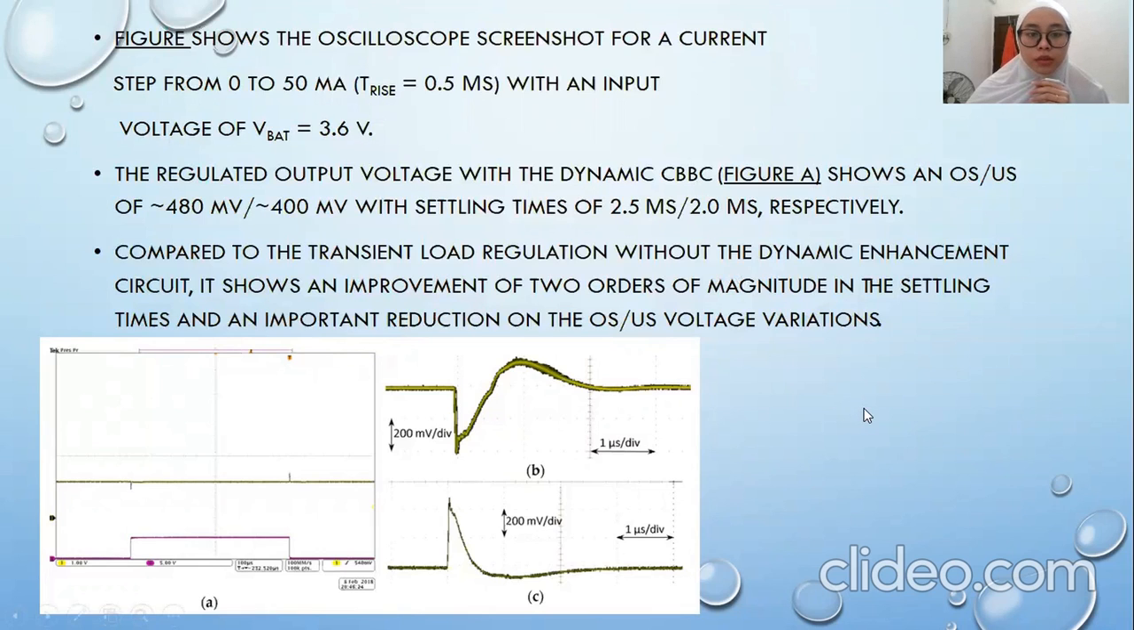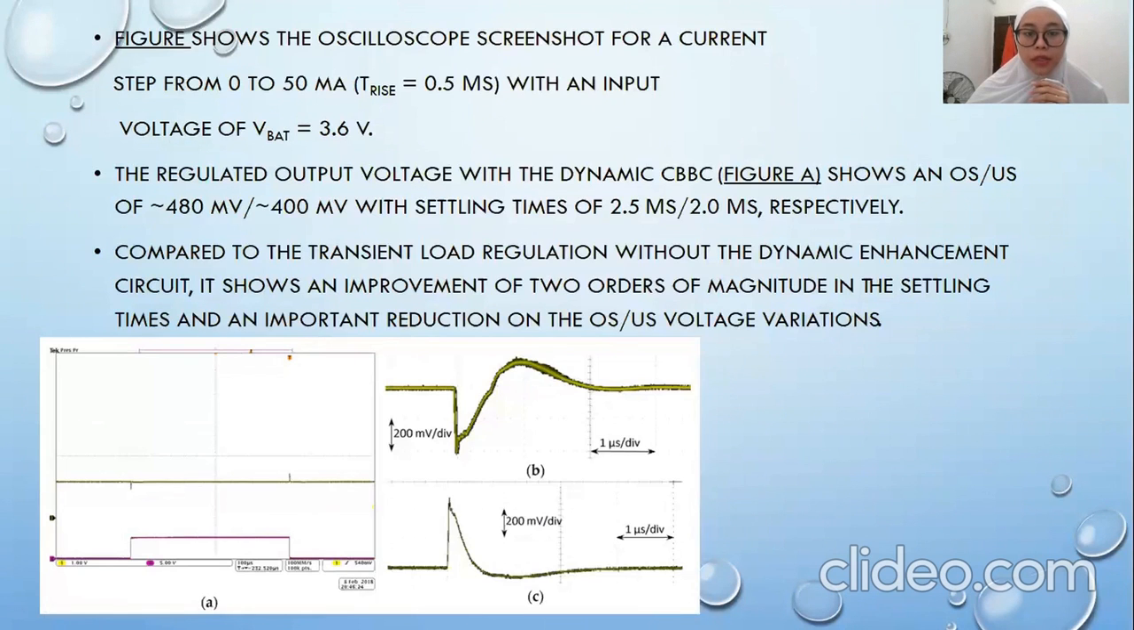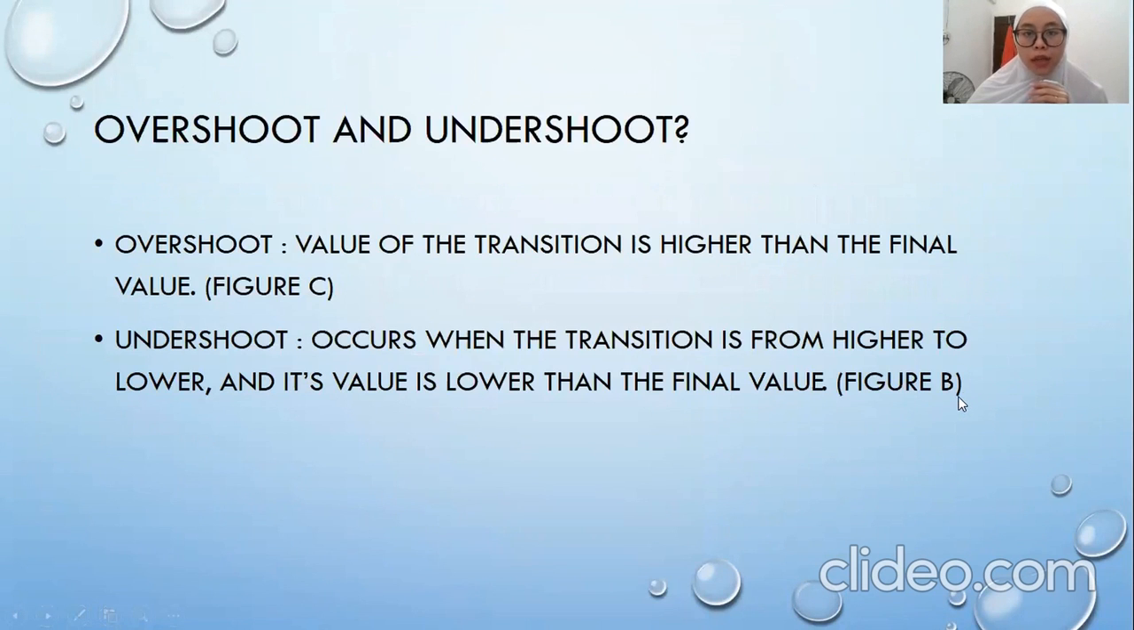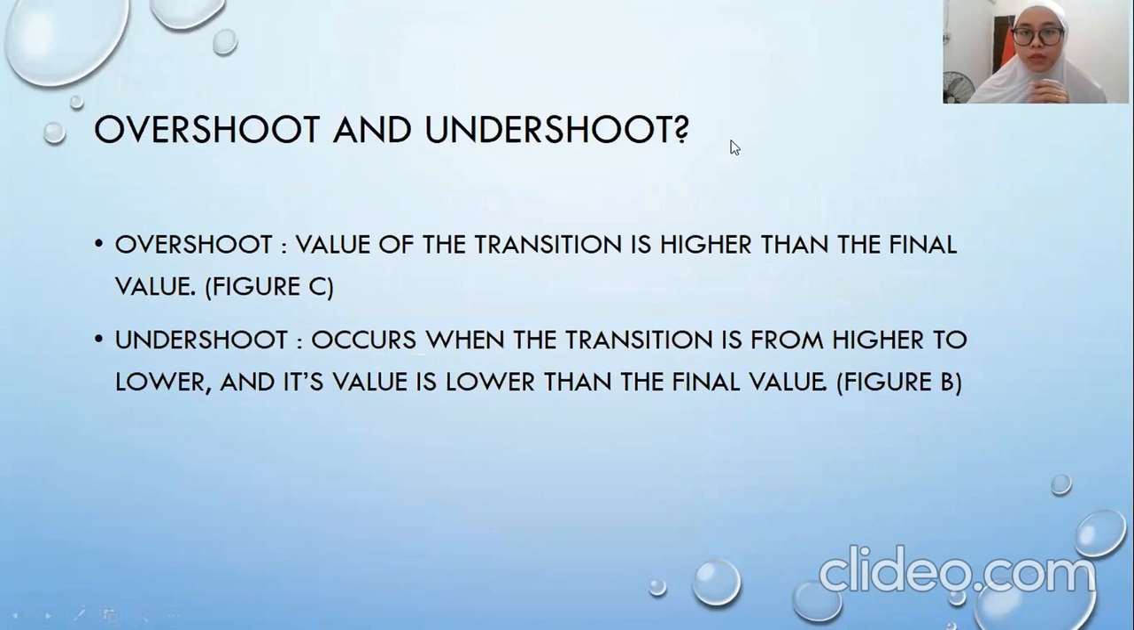So, what is OS and US voltage variation? OS is overshoot, means that the value of this transition is higher than the final value, where the figure C shows the zoom image for the overshoot voltage variation, while undershoot US occurs when the transition is from higher to lower and its value is lower than the final value, where the figure B shows the US voltage variation. That's all. Thank you.